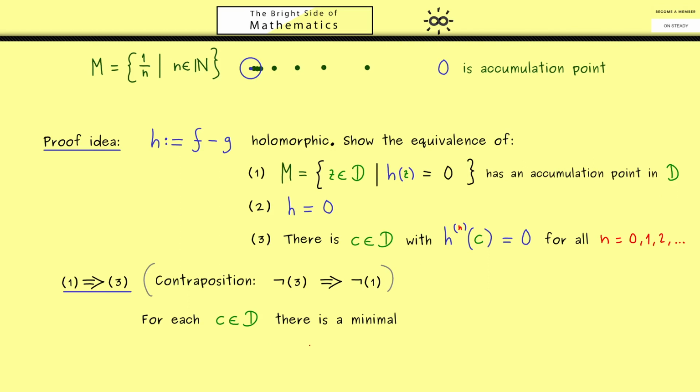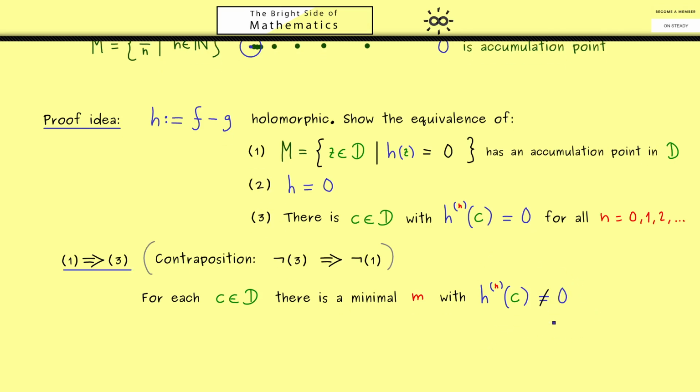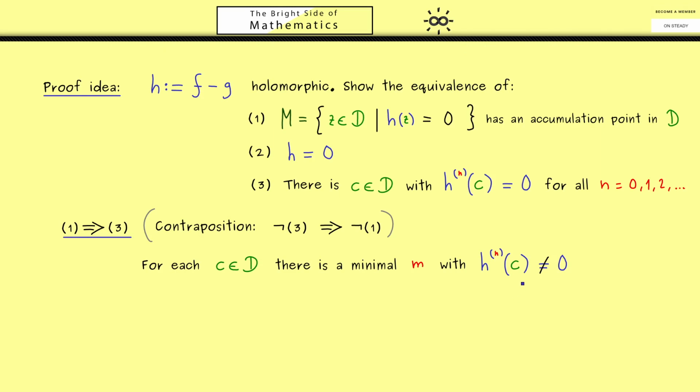More concretely, it means that for each point c in the domain, we find a minimal number m such that the mth derivative of this point is not 0. However, now from the last video, you know that each holomorphic function can be represented by a power series. In fact, it has to be the Taylor expansion at the given point. So in this case, let's write h of z as a power series. And actually, this power series now can start with m. This is simply because in the expansion we have the derivatives as coefficients. And because we chose m minimally, we know all the other derivatives before m will vanish.